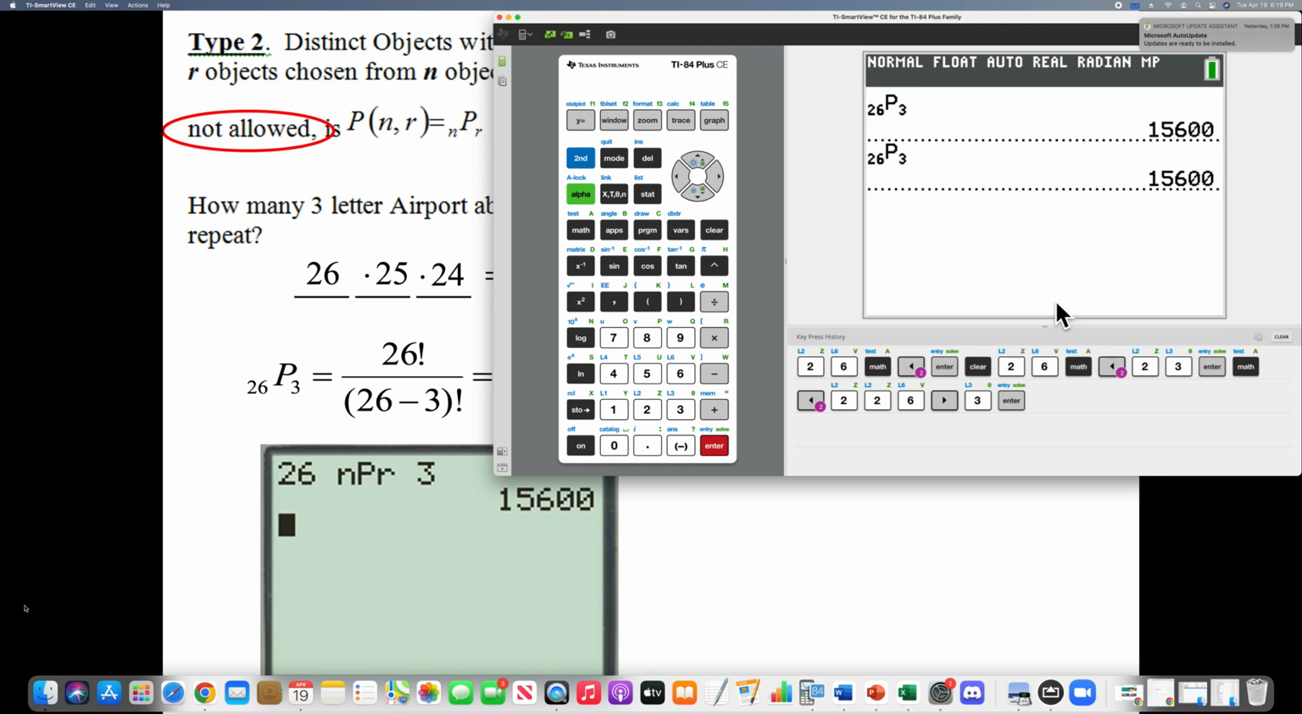Still get the same answer. But if you have an older calculator and you hit the permutation, and it shows up ANS, then the capital P, it's trying to take your previous answer and use that for the N value. So you have to type in the 26 first. So you might want to play around with that with your calculator, okay?